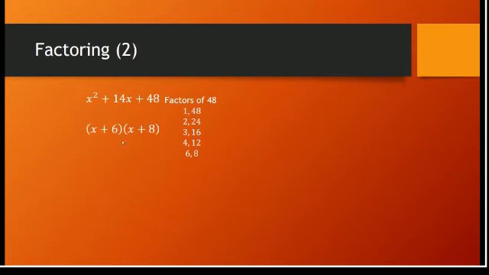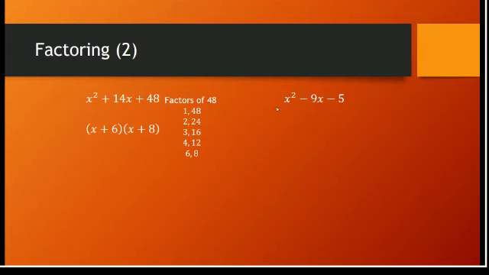So I factor this as x plus 6 times x plus 8. Notice if you FOIL this, you get x squared plus 8x and 6x, which makes 14x, plus 48. So this is the correct factorization.